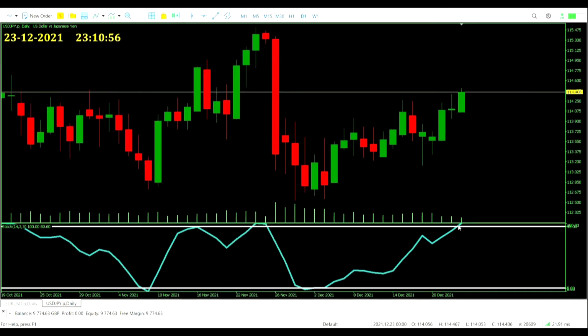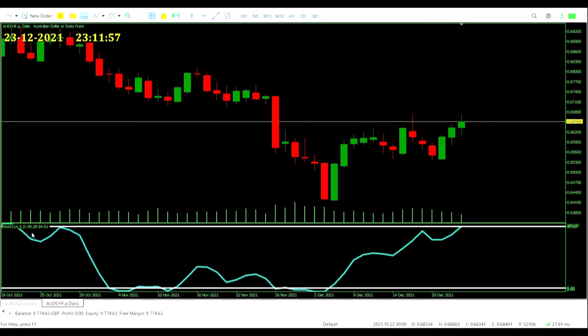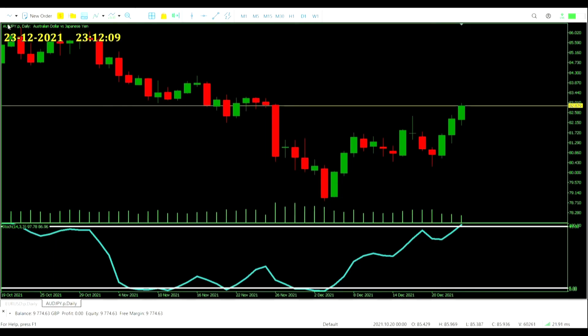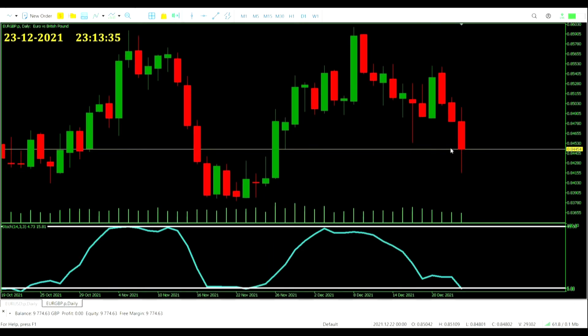So close. US dollar, Japanese yen, that gets in there. Stochastic is overbought at exactly 100. Here we go, Aussie caddy pushing further. This is what we want. Aussie Swiss franc just going overbought, 95.28. Aussie yen, that gets overbought as well. Euro Aussie, oversold, no surprise. Euro Great British Pound just goes into the oversold territory, 4.73 on the stochastic right now.